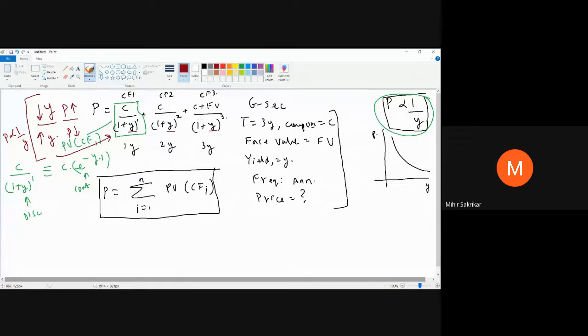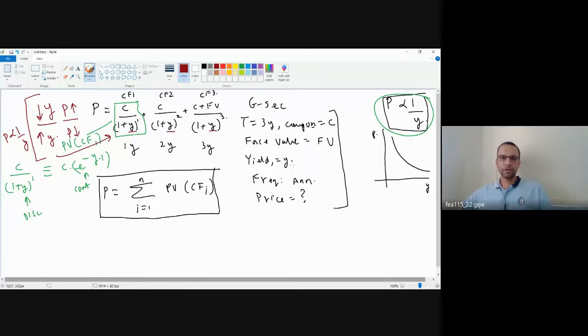Sir, on what basis is the discounting factor decided? So these are your market-driven yields. Here we have taken a plain government security. So I'll look at my government securities yield curve and use that as a proxy for y.